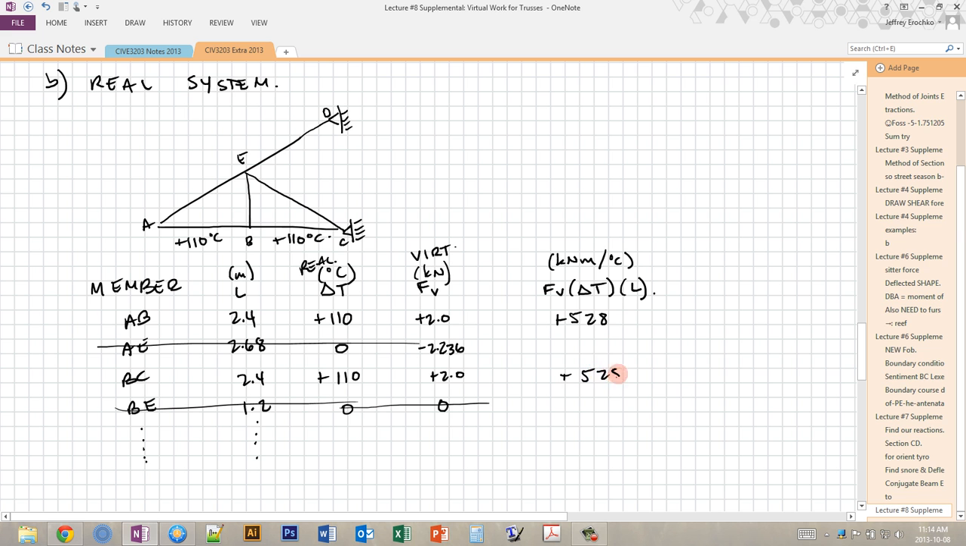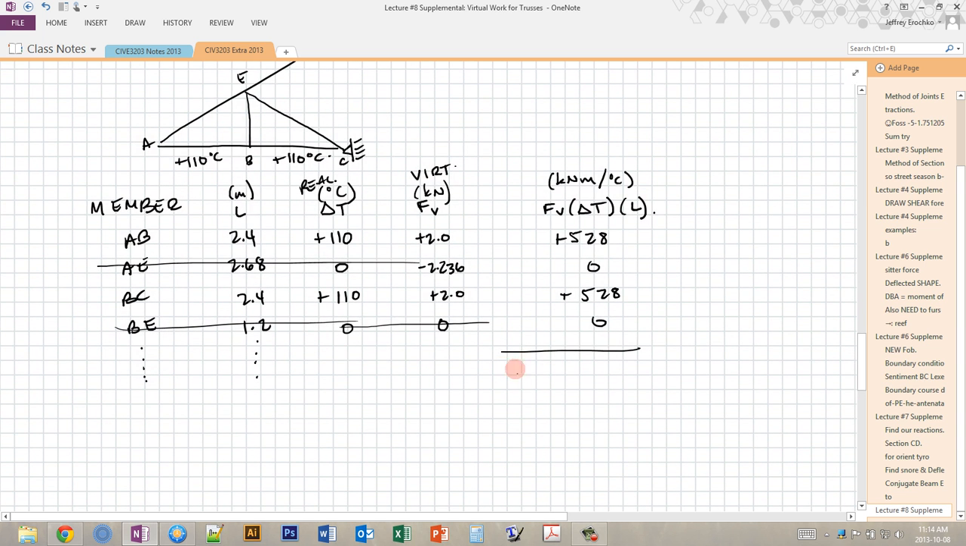And plus 528. Now a note on the direction. These delta T's are an increase in temperature, and we're going to consider that positive in our balance because a positive increase in temperature makes the member want to elongate. So that's the same as if it was in tension. The elongation effects are going to be considered positive. So I'm going to take the full sum of these, sum of FV delta TL, and that's just the sum of these two, which is 1056 kilonewton meters per degree Celsius.